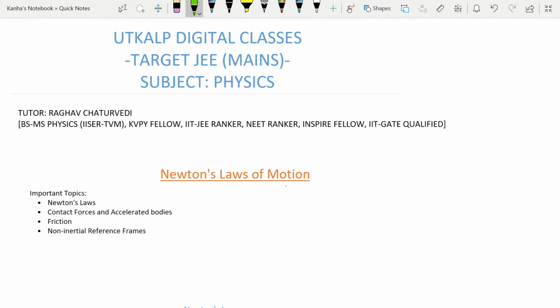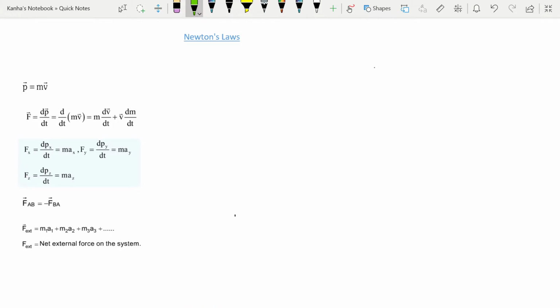Today we are going to revisit Newton's laws of motion. The important topics from this chapter include Newton's laws, contact forces and accelerated bodies, friction, and non-inertial reference frame. Note that around 1 to 2 questions every year come from these chapters, and there are at least 3 to 4 questions that come in as a direct consequence of whatever you are going to read in this. So the first topic that we are going to look at is Newton's laws.